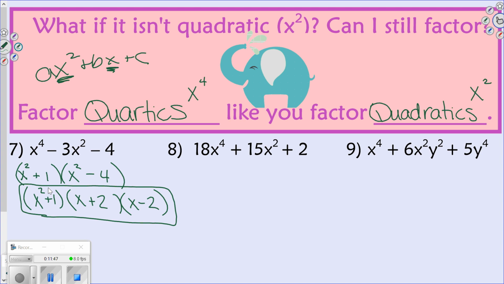So anytime you get a parenthesis that's got an x squared in it, look and see if a difference of squares just jumped into your problem. They show up sometimes without you even realizing it. All right, number 8. Is there a GCF? No. Now this is a quartic, because it's x to the fourth, but it's just like our quadratics. We factor them the same way. So set up your parentheses. What are your signs?